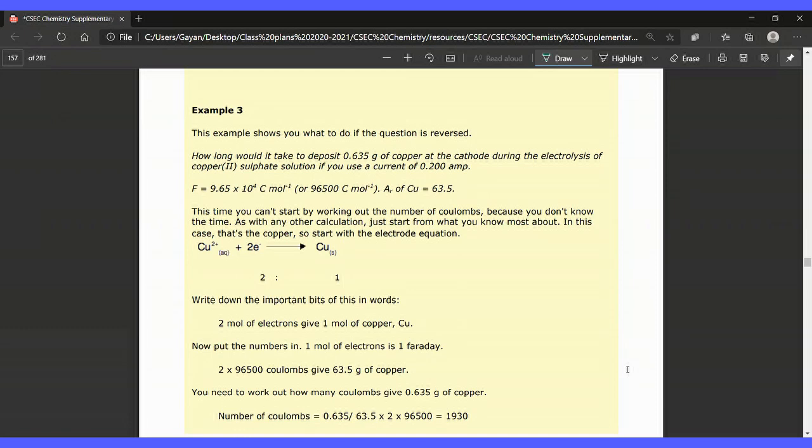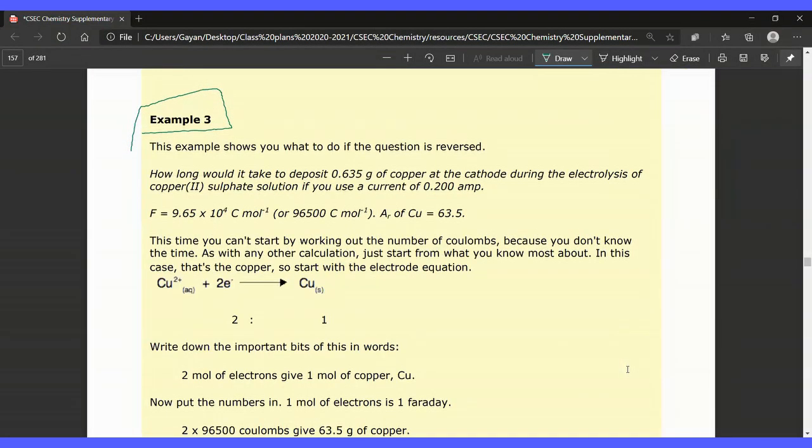Right? So we are looking at example number 3 on page 156, okay? Now this example shows what you do if the question is reversed. Make a note of it because you're going to see this. The question says, how long would it take for you to deposit 0.635 grams of copper at a cathode during electrolysis?